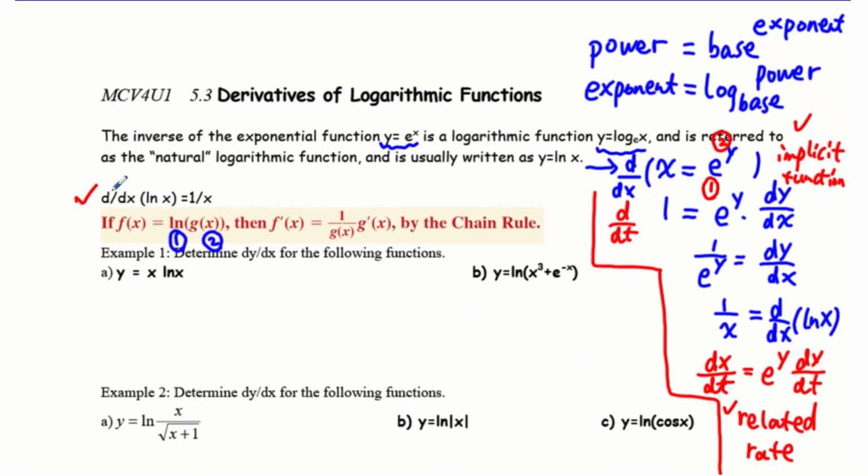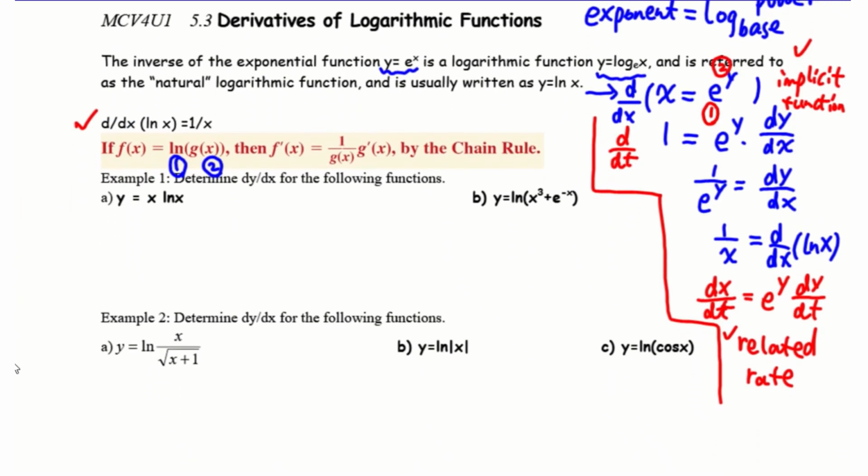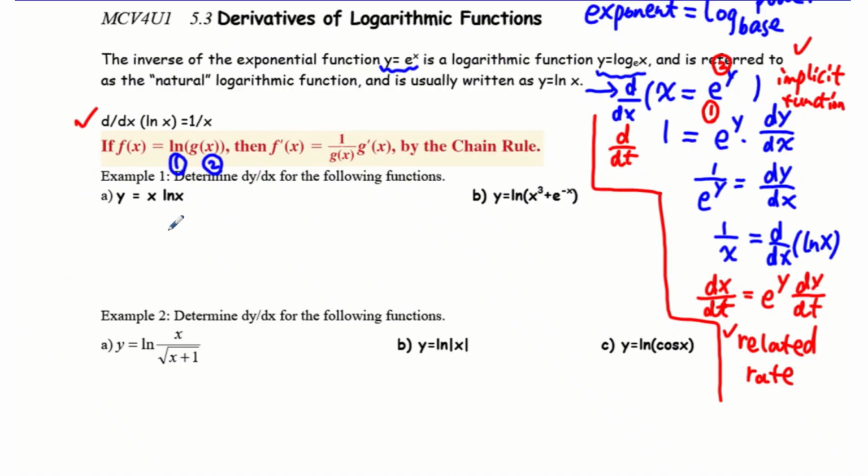So now we are going to apply these two rules to find the derivative of logarithmic functions. So this one we have multiplication, so the product rule, quotient rule, and chain rule are all applied here. So this one is u prime v plus u v prime.